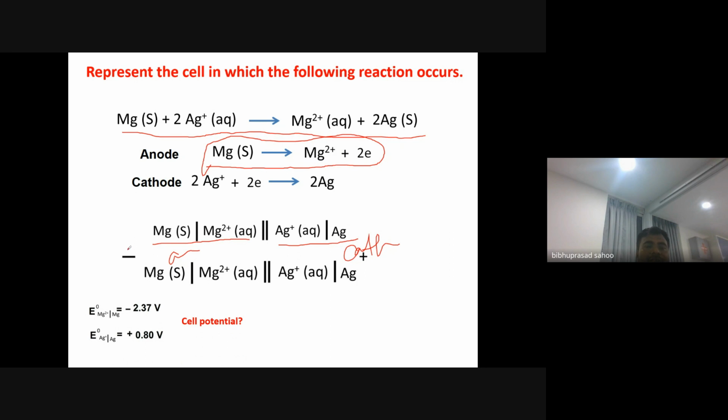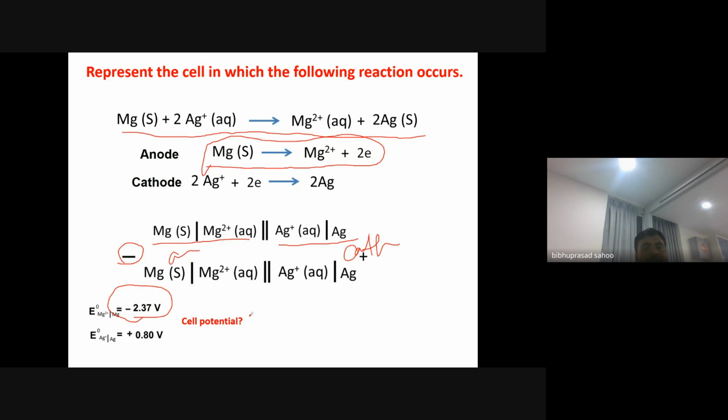Here I have written a negative sign over the anode and a positive sign over the cathode. The standard reduction potential of magnesium is negative 2.37 volt, and the standard reduction potential of silver is positive 0.80 volt. It is given. The question is, what is the cell potential?